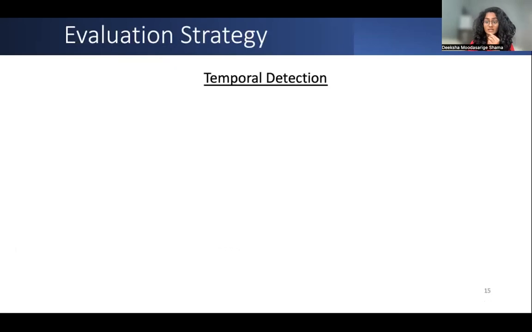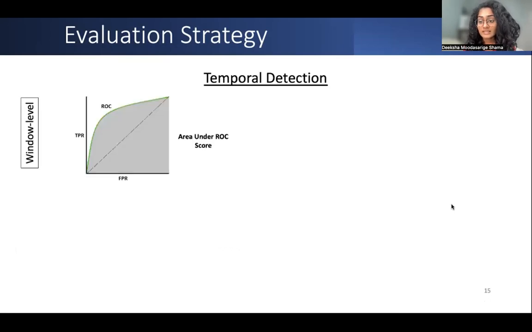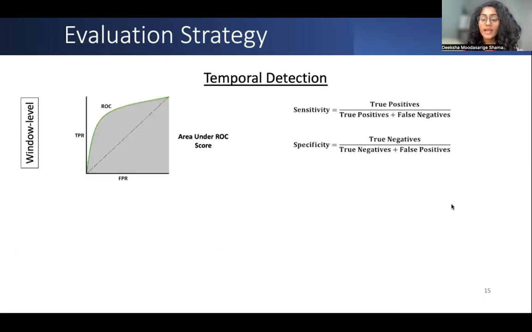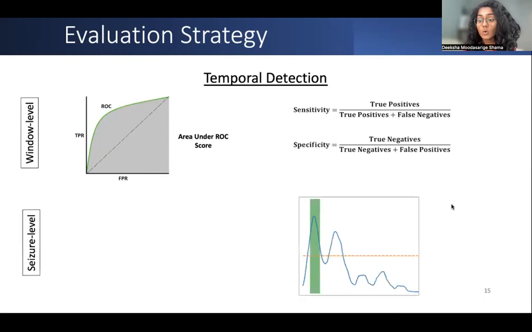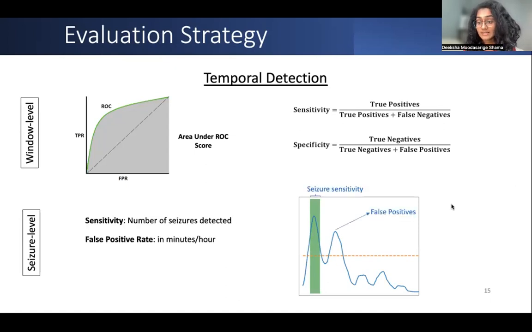We evaluate DeepSOZ at multiple stages to establish its robustness. We evaluate detection performance at the window level to quantify the granular performance capacity of the model. We report AU-ROC score, sensitivity, and specificity. At the seizure level, we assess overall performance by looking into full recordings. We quantify sensitivity as the average number of seizures detected, the amount of false positives in minutes per hour, and latency as the delay in detecting temporal onset in seconds.